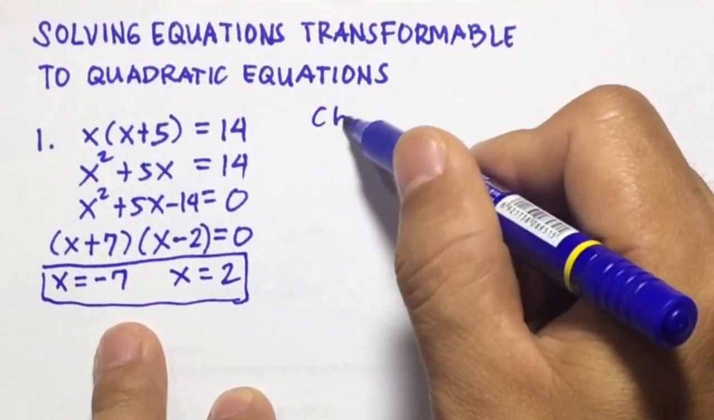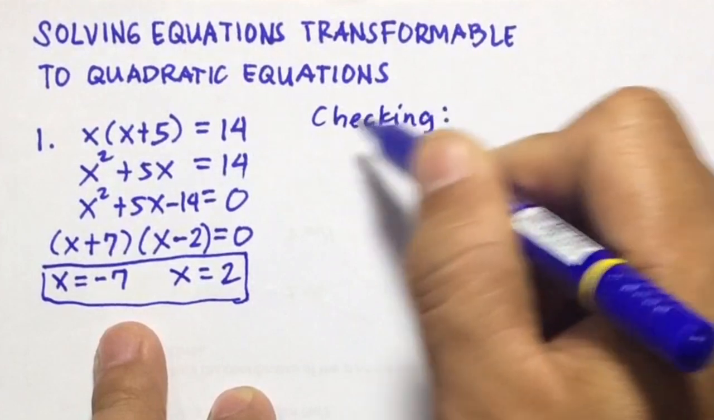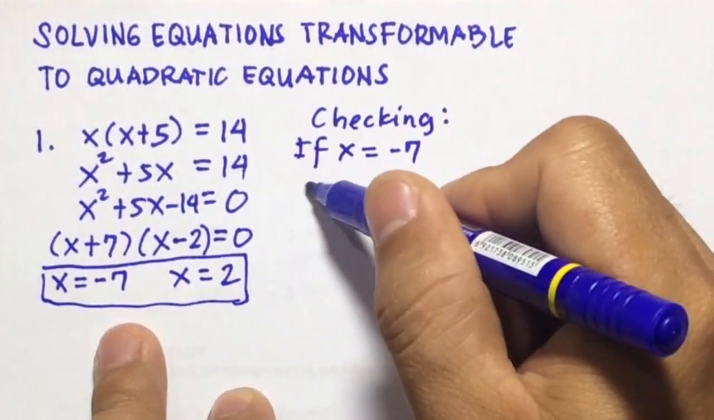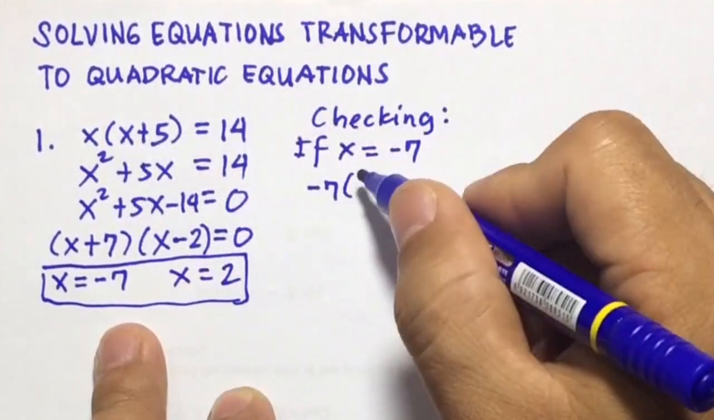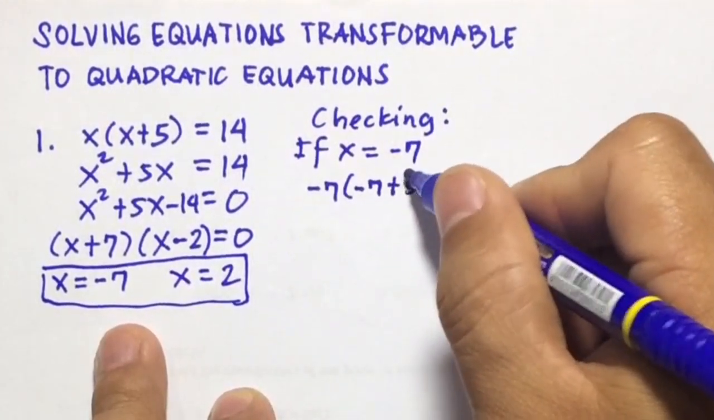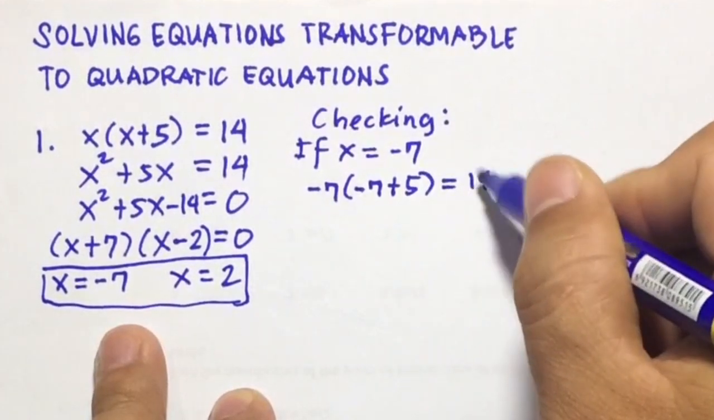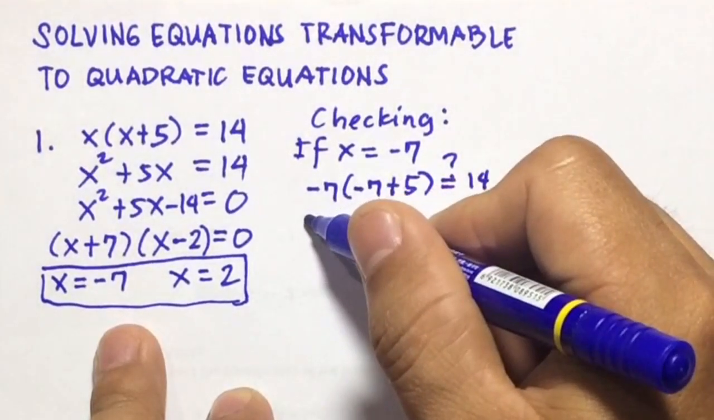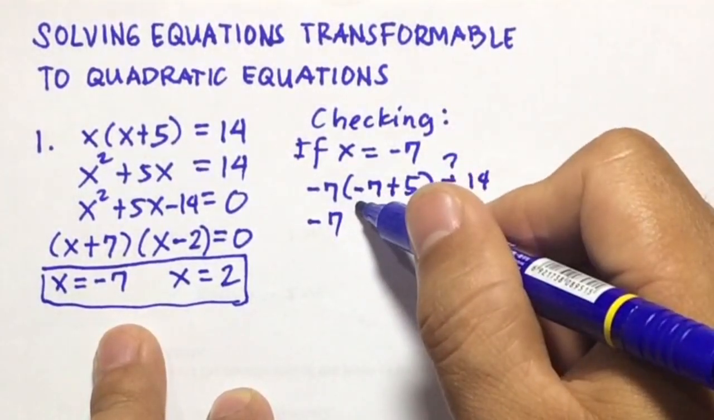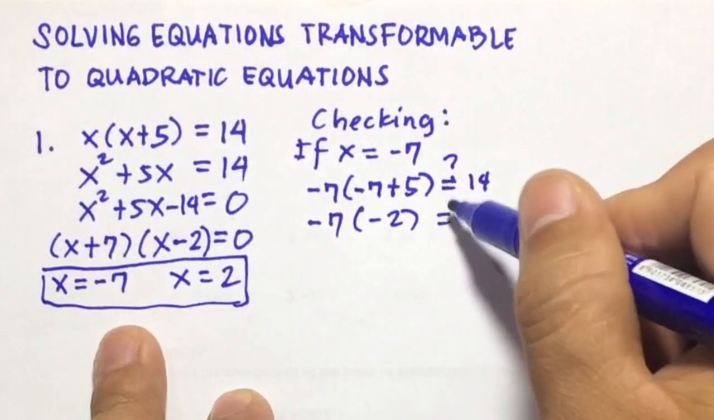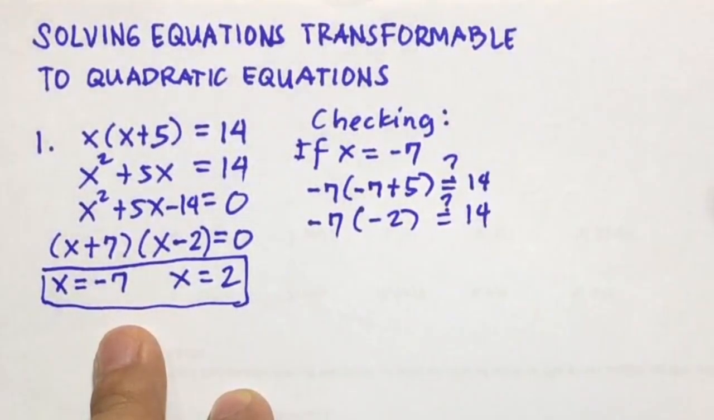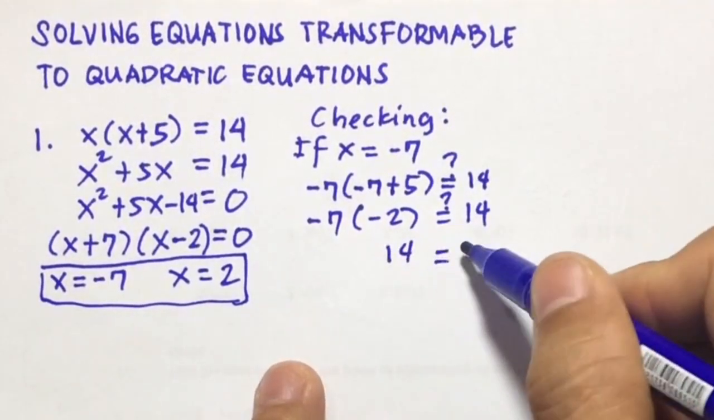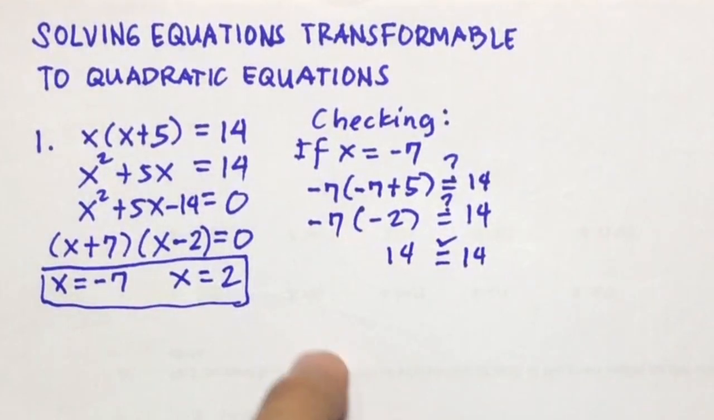So checking, if x equals negative 7, we're going to have negative 7 times the quantity of negative 7 plus 5 equals 14. Then negative 7 plus 5 is negative 2, so negative 7 times negative 2, is it equal to 14? Negative 7 times negative 2 is 14. So your answer here is correct.